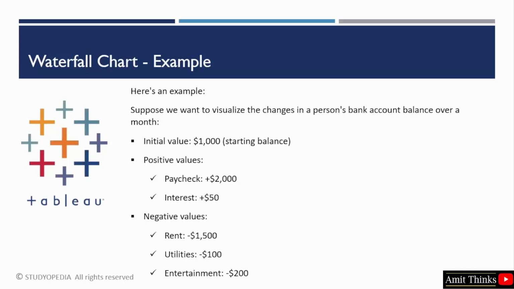Let's say you want to display the changes in a person's bank account balance over a month. So let's say the initial value is $1,000. The positive values can be obviously the paycheck, the salary, then the interest, and the negative values, what it can be: entertainment, utilities, rent, and others. Okay. So these are the negative values.